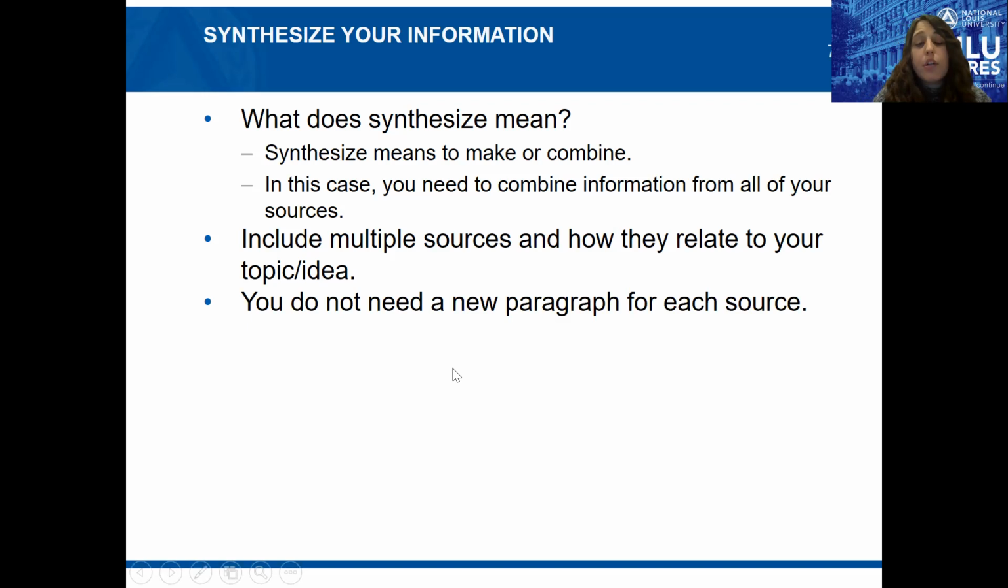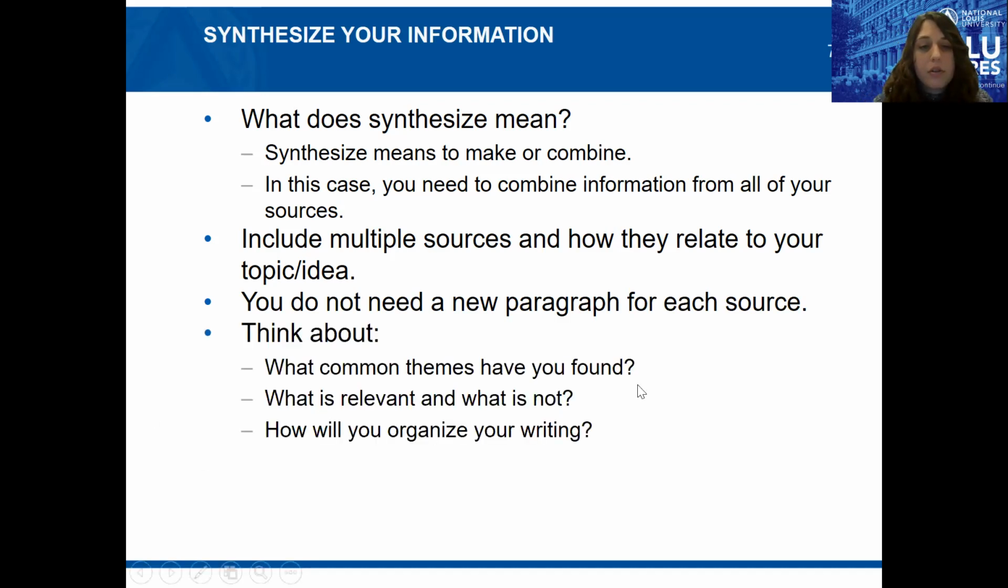And like I said before, you don't need a new paragraph for each of your sources. You really want to tie them all together and try and get at least 2 or 3 of your sources within that one paragraph. So to do that, you want to think about what common themes do they have? What do they have that can bring them together? Is the information relevant? What information is not relevant? What information can you leave out? And how are you really going to organize your writing? So think about your research question and the different topics that have to do with that research question to figure out where you're going to tie in each of your sources.